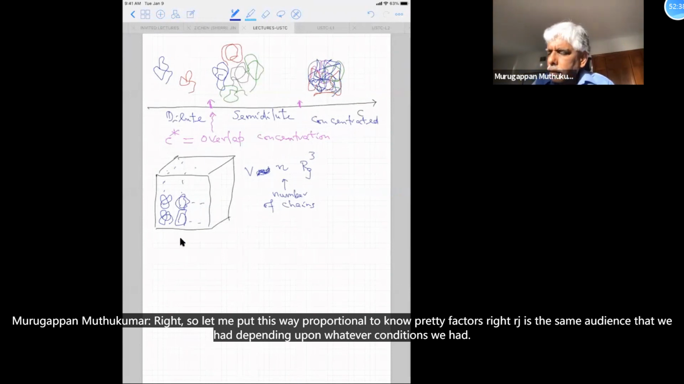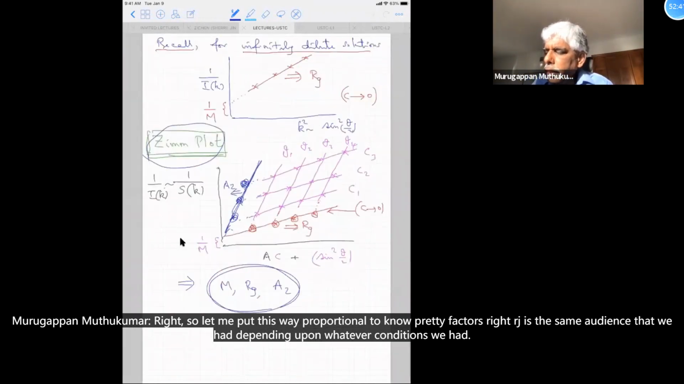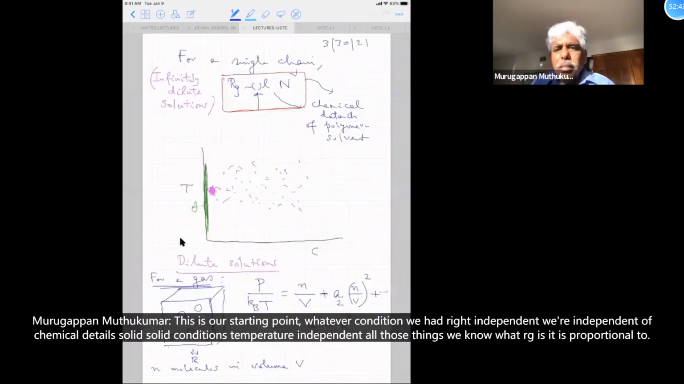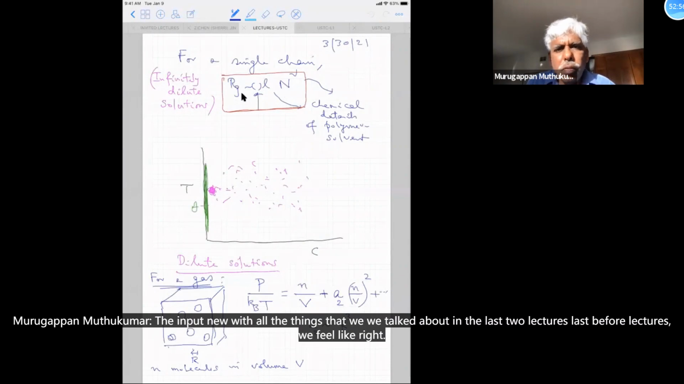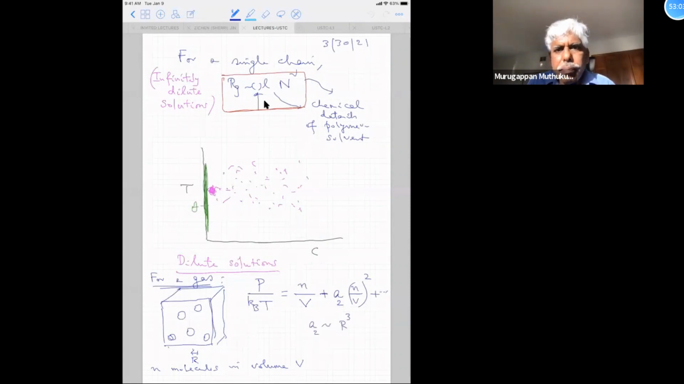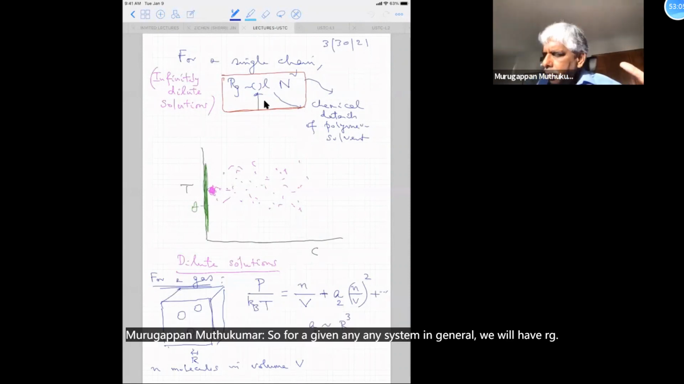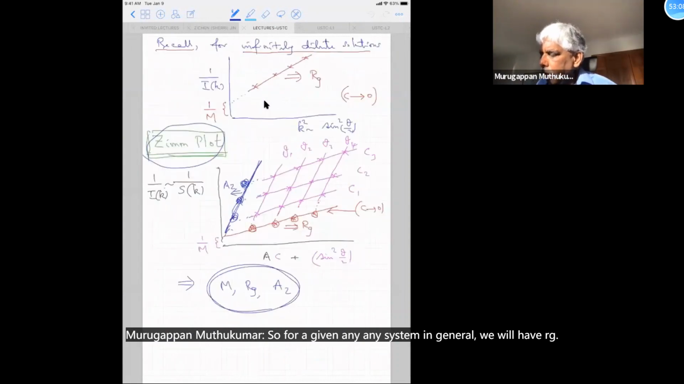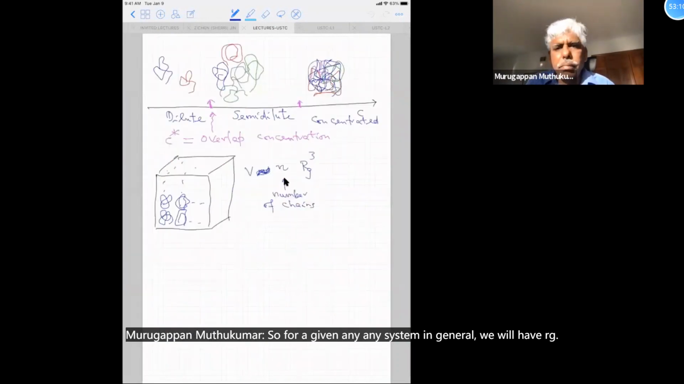Rg is the same Rg that we had, depending upon whatever conditions we had. This is our starting point. Independent of chemical details, solvent conditions, temperature, independent of all those things, we know what Rg is. Rg is proportional to n to the power nu, with all the things that we talked about in the last four lectures. So for any system, in general, we will have Rg.